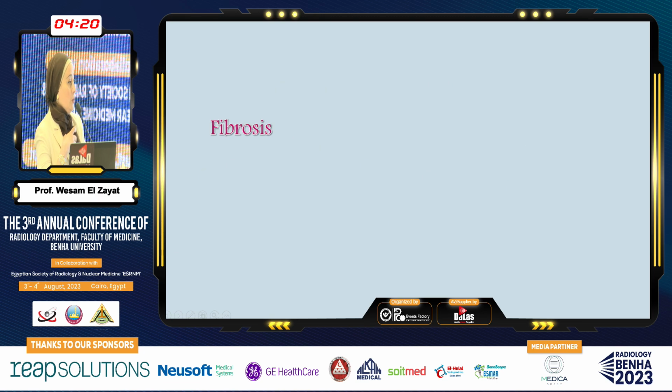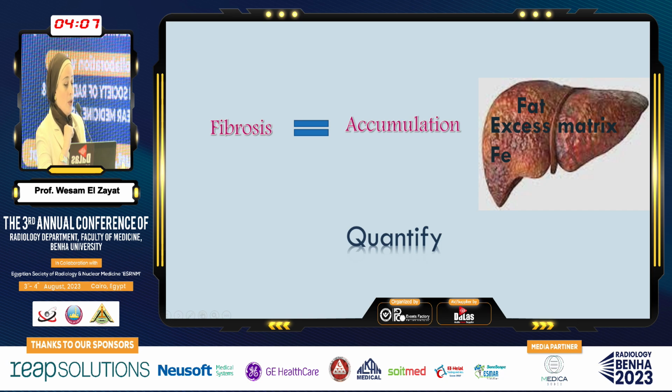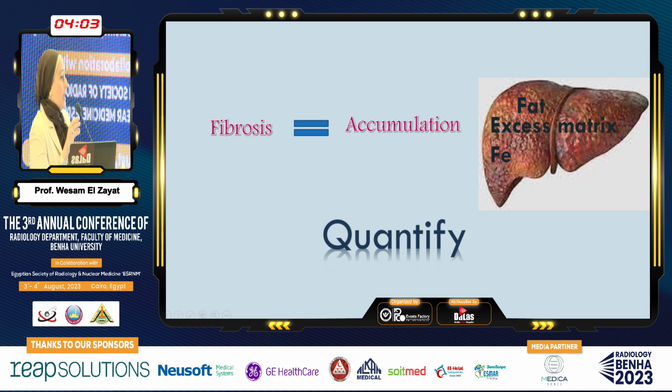So what's fibrosis? Fibrosis is actually the accumulation of excess protein matrix as a form of inflammatory response, and iron in repeated blood transfusions. One of the important aims of imaging is to quantify this fibrosis. This aims at avoiding liver biopsy.